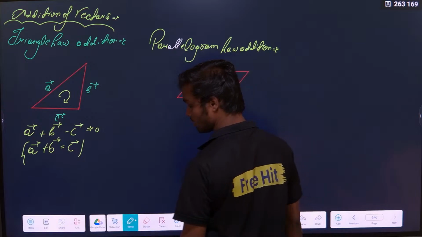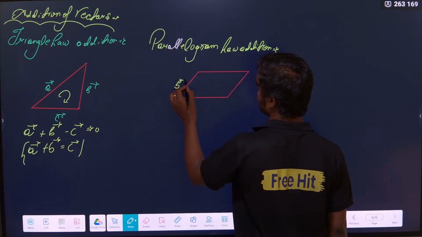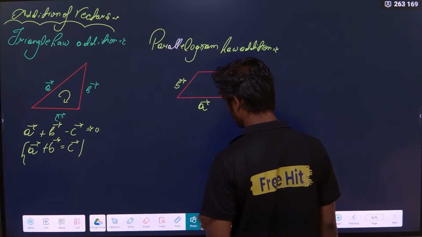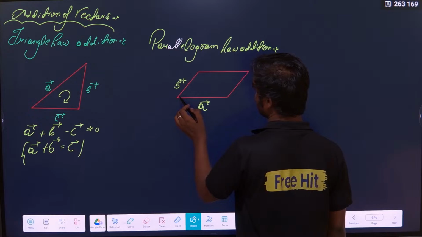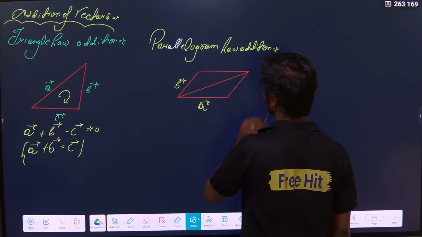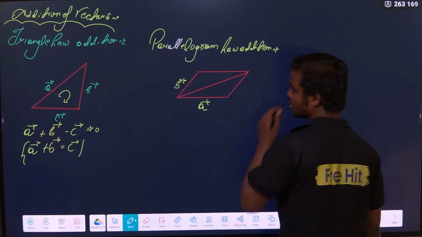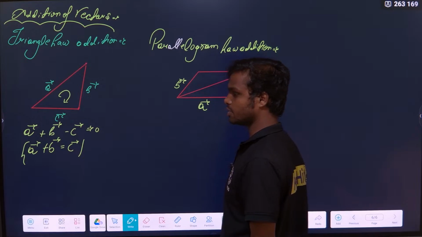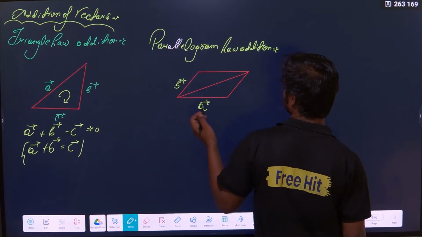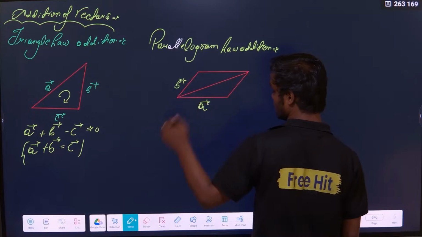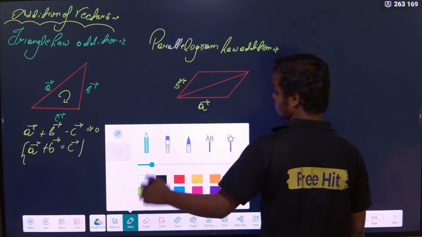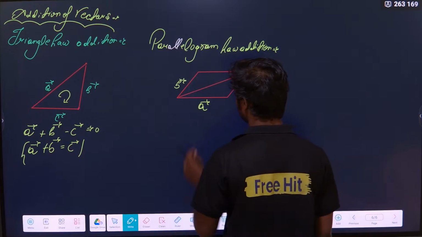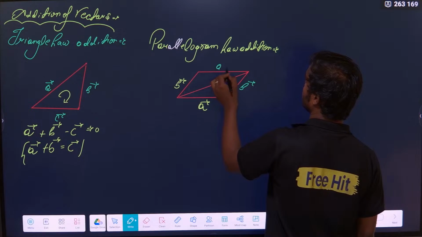Suppose this is my parallelogram. Suppose this is my B vector, correct? This is my A vector, correct? Suppose this is a diagonal. There will be two diagonals. Suppose I am talking about this diagonal. My question is very simple to you. If these are the two vectors, what is the rule I know? I can parallelly shift the vector, correct? So if this is B vector, I can parallelly shift it and say this is also a B vector. Similarly, I can parallelly shift and say this is also an A vector.